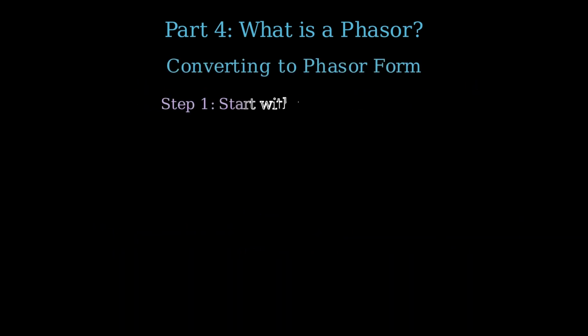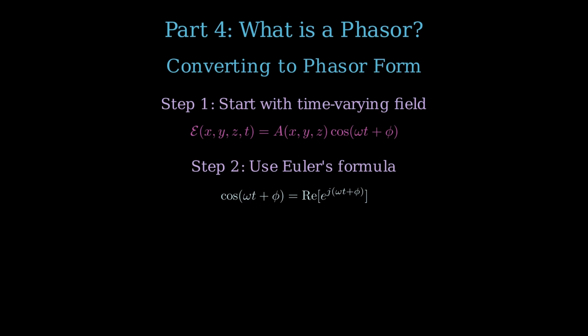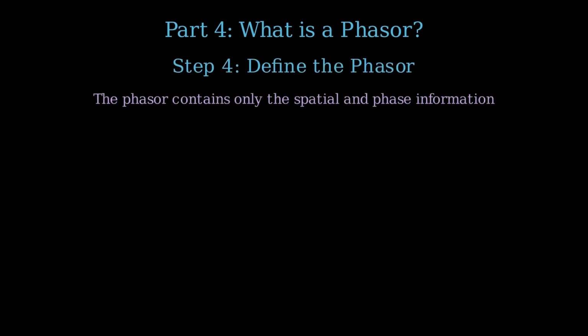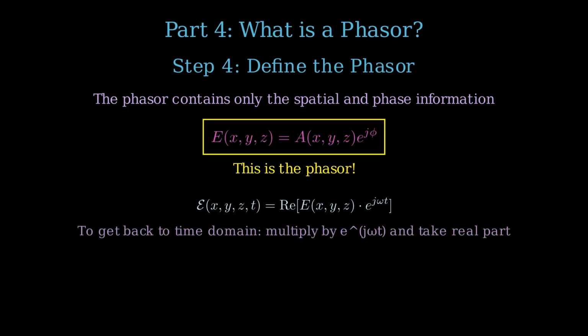Let's walk through the conversion. We start with our time-varying field. Using Euler's formula, we know that the cosine term is just the real part of a complex exponential. We can then rewrite the field expression like this, separating the time-dependent part from the rest. The phasor is the part that contains only the spatial and phase information. To get back to the time domain, multiply by e to the j omega t and take the real part.